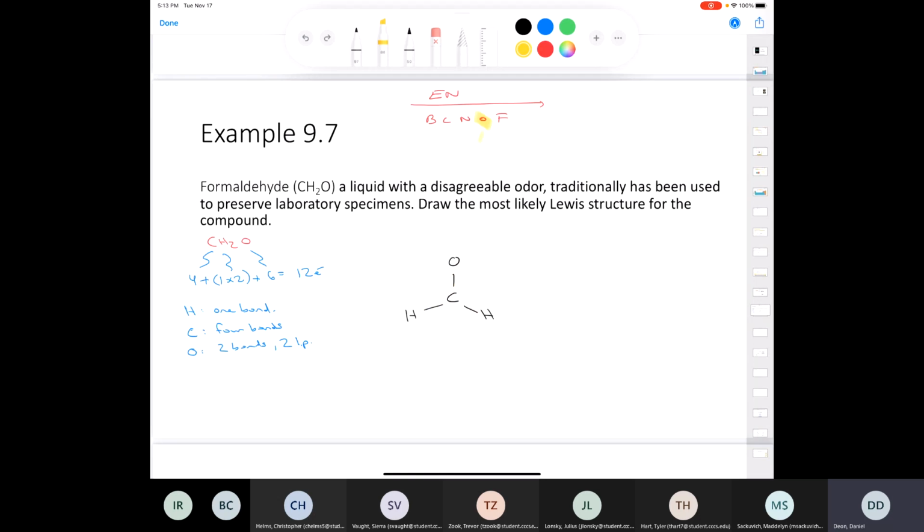So how are we going to spread these electrons out? Let's say I take my electrons and put them all on the oxygen, 1, 2, 3, 4, 5, 6. Now my oxygen has an octet, doesn't it?